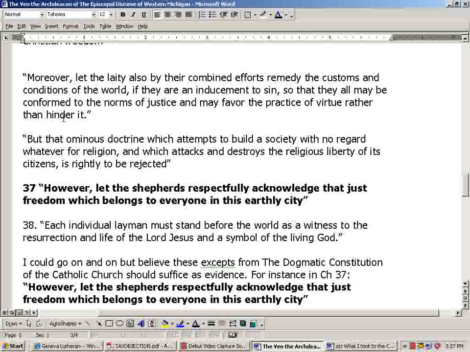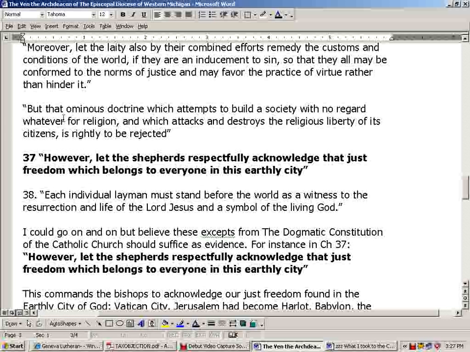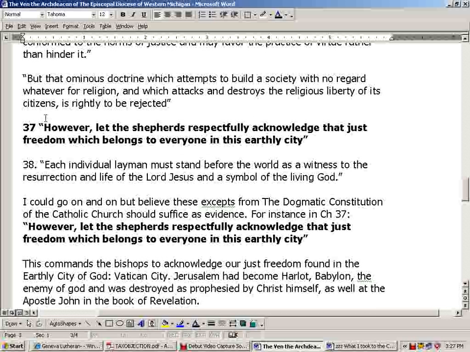See, these are things that, the reason I did this is you would point these out to somebody like a deacon and say, look, this is what the Constitution says, right? Either we're going to follow this or somebody's committing treason. I want to appeal to the Pope, because every Christian has appealed to the Pope. And there's an ominous doctrine which attempts to build a society with no regard whatever for religion. We're in it right now. It is rightly to be rejected. I reject that citizenship.